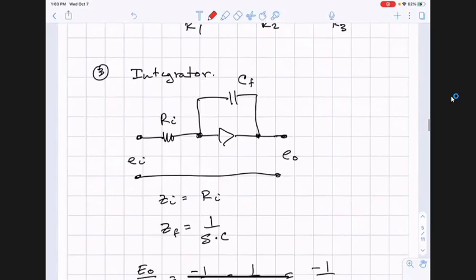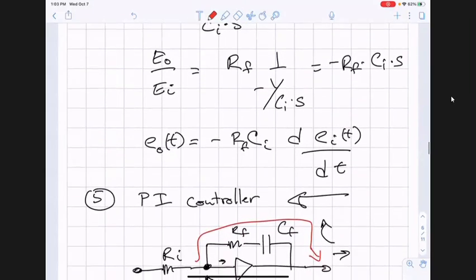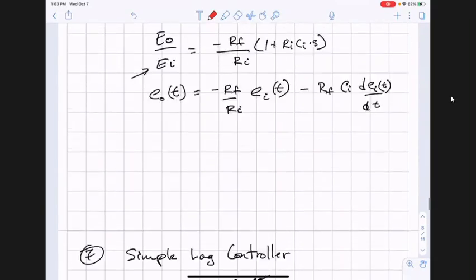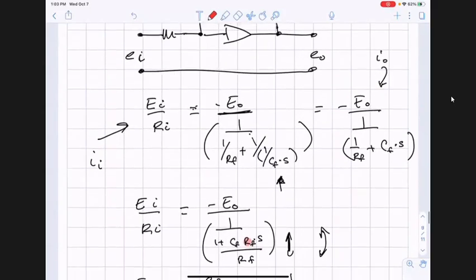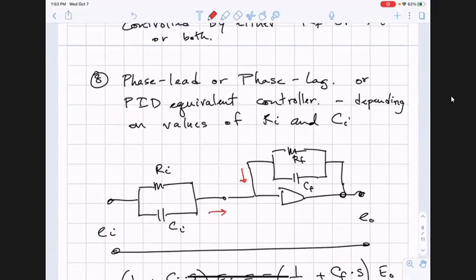Then we started to look at integrators and differentiators, and how simple the configuration was for that. Then more sophisticated PI or PD controllers, and then more complicated controllers like this simple lag controller, which has lots of control within it, so you can change CF, RI, or RF. You have a lot of variability available. We didn't talk about PID, but we talked about phase lead and phase lag controllers, which have very similar behaviors to PID controllers. They don't have the issue of windup and realizability that PID controllers can have.